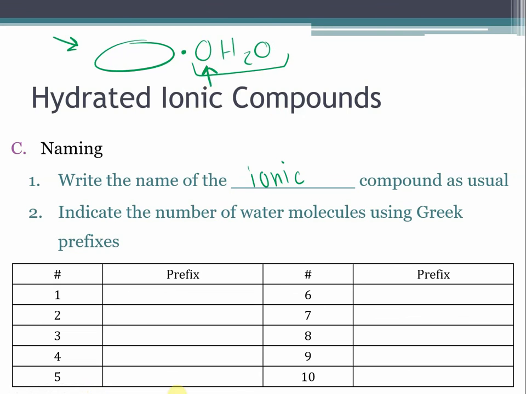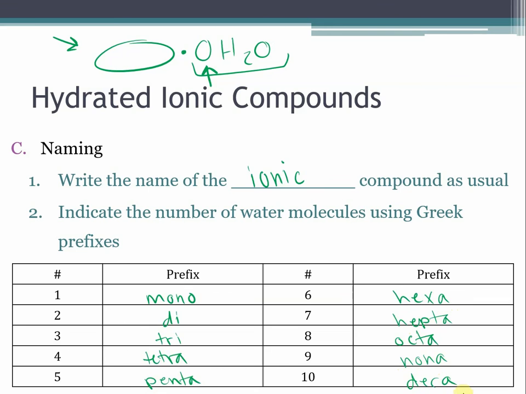So remember that the prefix that means 1 is mono, the prefix that means 2 is di, 3 is tri, 4 is tetra, 5 is penta, 6 is hexa, 7 is hepta, 8 is octa, 9 is nona, 10 is deca.